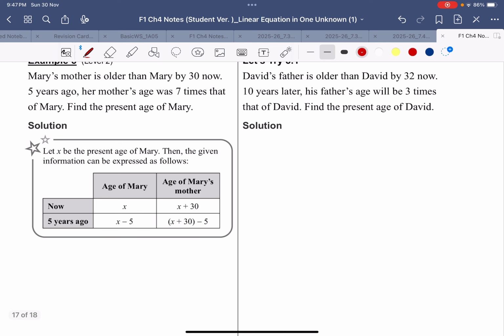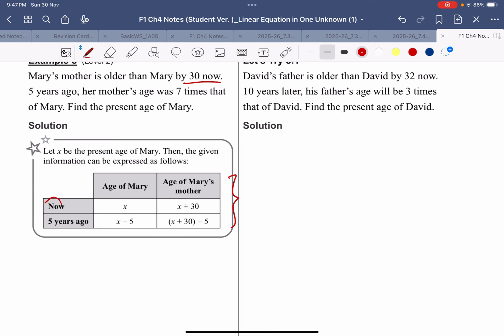So look at this question. Mary's mother is older than Mary by 30 now. Five years ago, her mother's age was 7 times that of Mary. Find the present age of Mary. So if we suppose X is the present age of Mary, we draw a table. A table of this type is very useful.